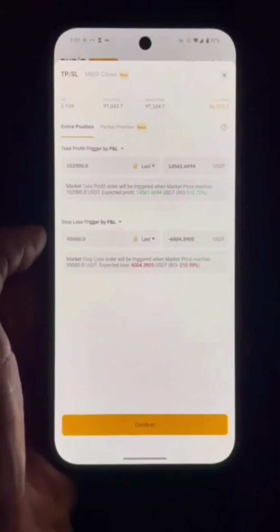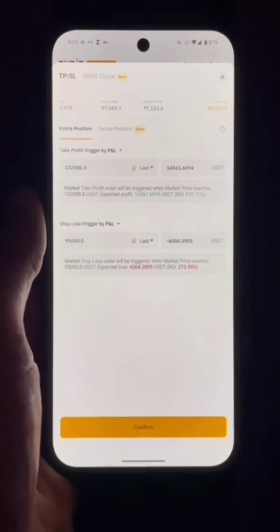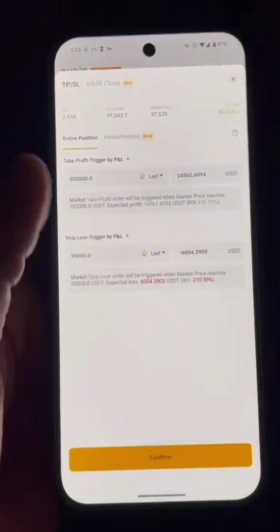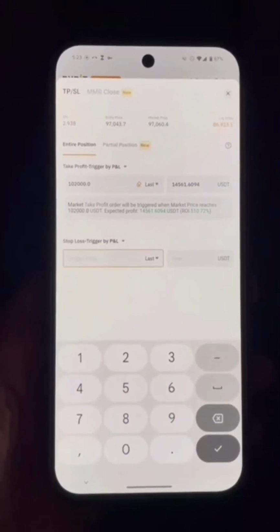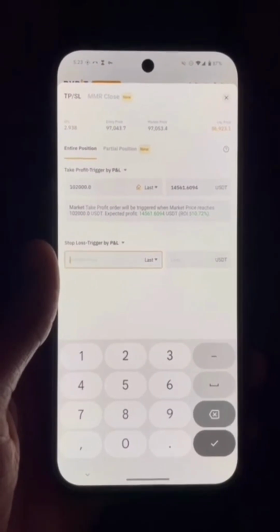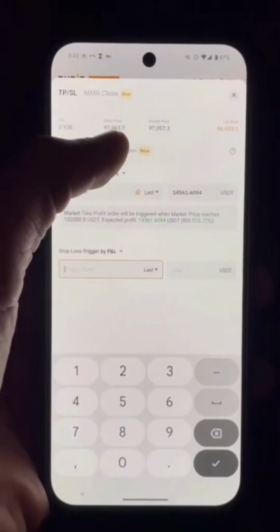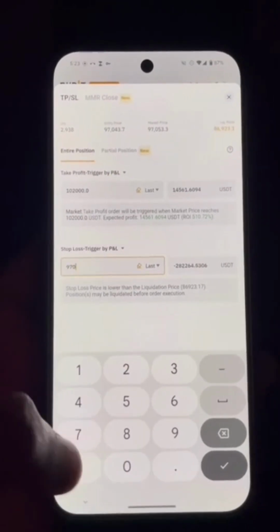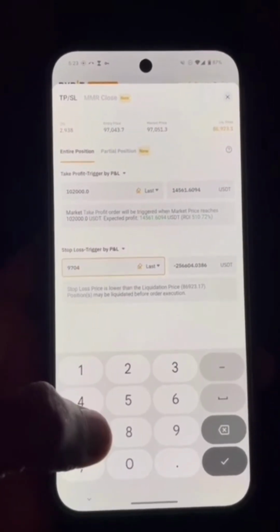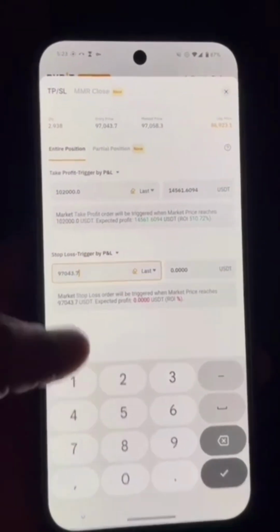This is what we are seeing in this trade. So you are going to delete your stop loss. If I say break even, this is what I mean by break even, or close your entry. You are going to take your entry price. You can see it, which is 97,043.7. So this is your entry price.